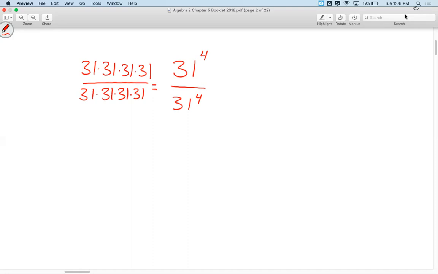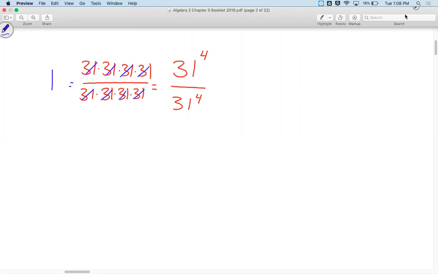Right, they're equivalent, right? And we have the same thing over the same thing, right? What does that turn out to be? 1, right? Now, but I just taught you this.